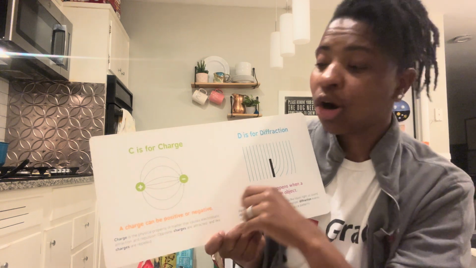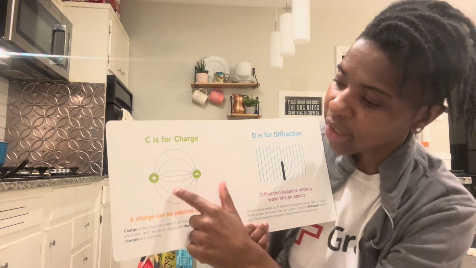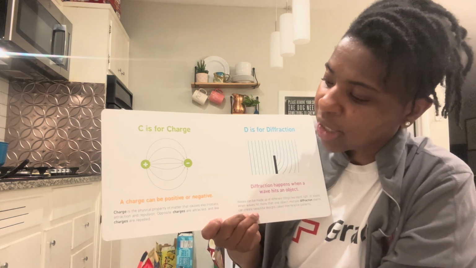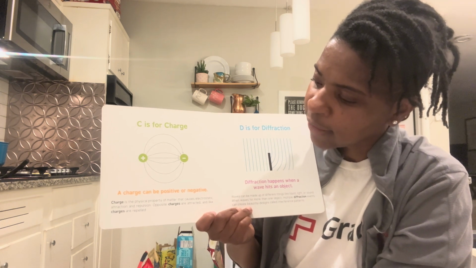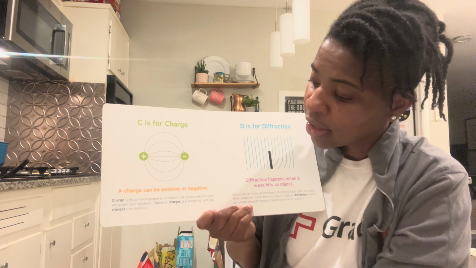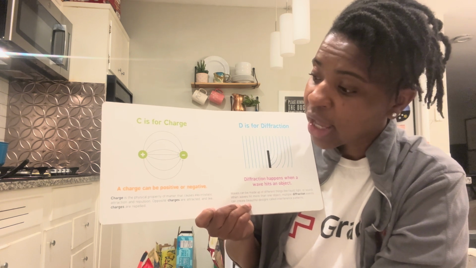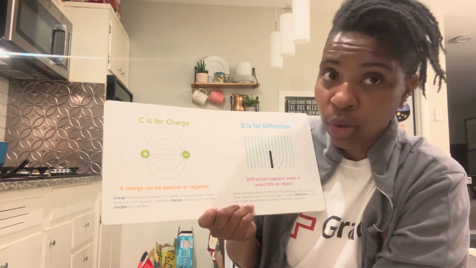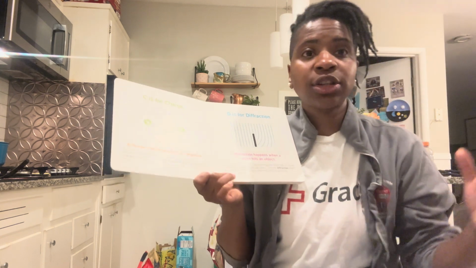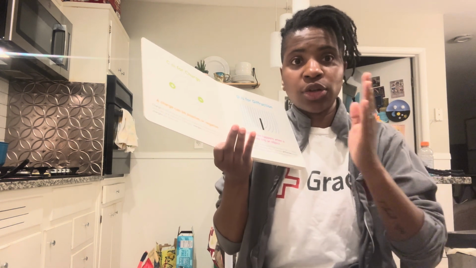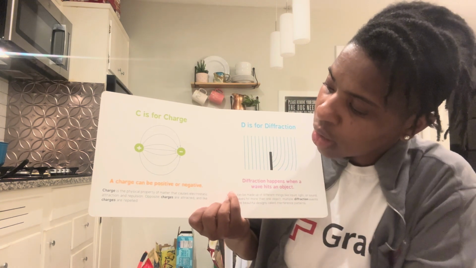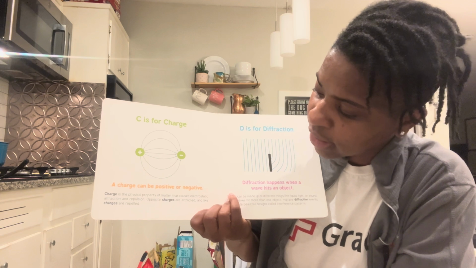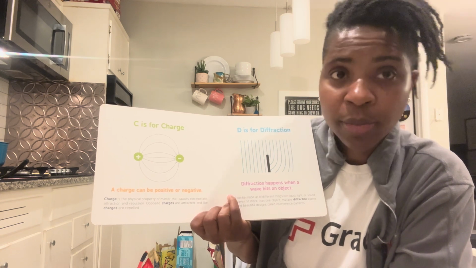C is for charge. Look at that, positive and negative. A charge can be positive or negative. Charge is the physical property of matter that causes electrostatic attraction and repulsion. So attraction, attract, and repulsion, repel. Opposite charges are attracted and like charges are repelled.